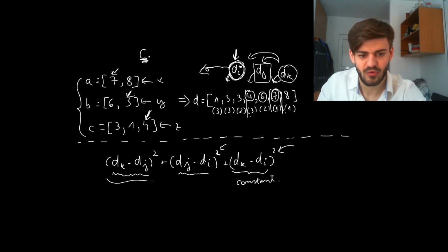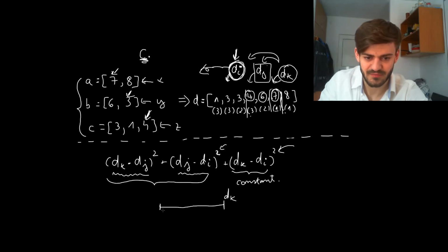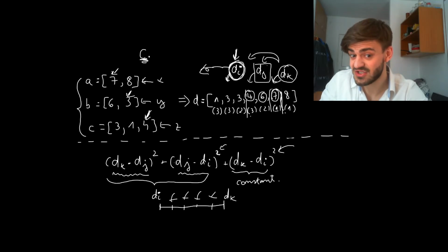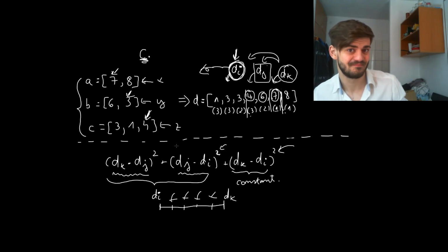And now you can imagine that on the number axis, somewhere here is D of K, right? Then a smaller value is somewhere here, D of I, right? And you basically have some possible points where to fix your D of J. So where should you do it? Where is the optimal place to fix this D of J such that this sum of squared differences is as small as possible?